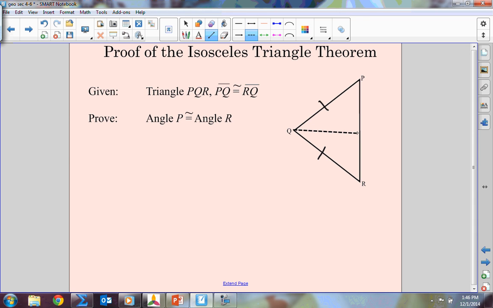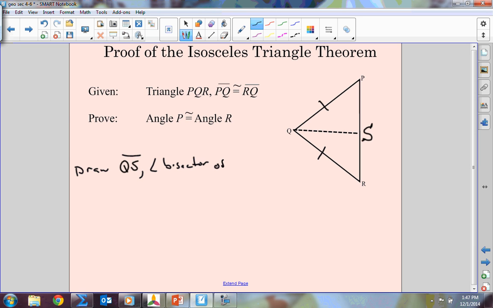So I'm going to draw this auxiliary line. But I don't want to draw just an arbitrary one. I want to draw a specific one. PQRS, that's the next one after that. There we go. So I want to draw QS. I want to draw it in a certain way, and I actually have lots of choices. I'm going to draw QS as the angle bisector of angle PQR.